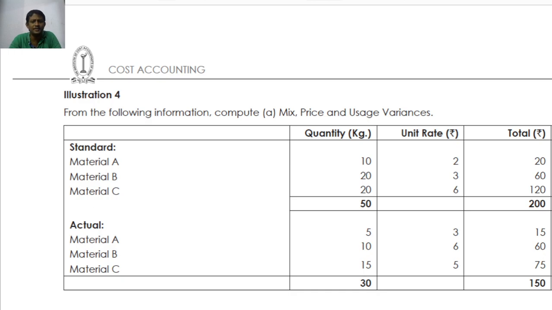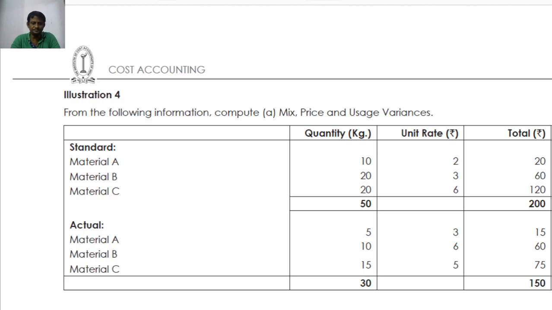Then what about material B? 3 rupees is the standard, correct? But how much am I spending? 6 rupees per kg I am spending. Then of course again this is also adverse. What about the next one? 6 rupees is the standard for material C, but actually how much am I spending? 5 rupees I am spending, which is less than the standard. This will give favor, but overall we have to see A plus B plus C together whether it is favorable or adverse. I think it will give an adverse answer.